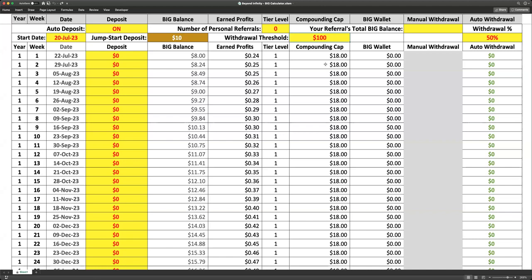And the reward that you get is $50, but it doesn't come to your wallet. It goes to your BIG account. And you have the option of getting the entire 50 as a deposit to your BIG account, or you can do a split of $25 to your BIG account and $25 in points, Big Auto Club points.